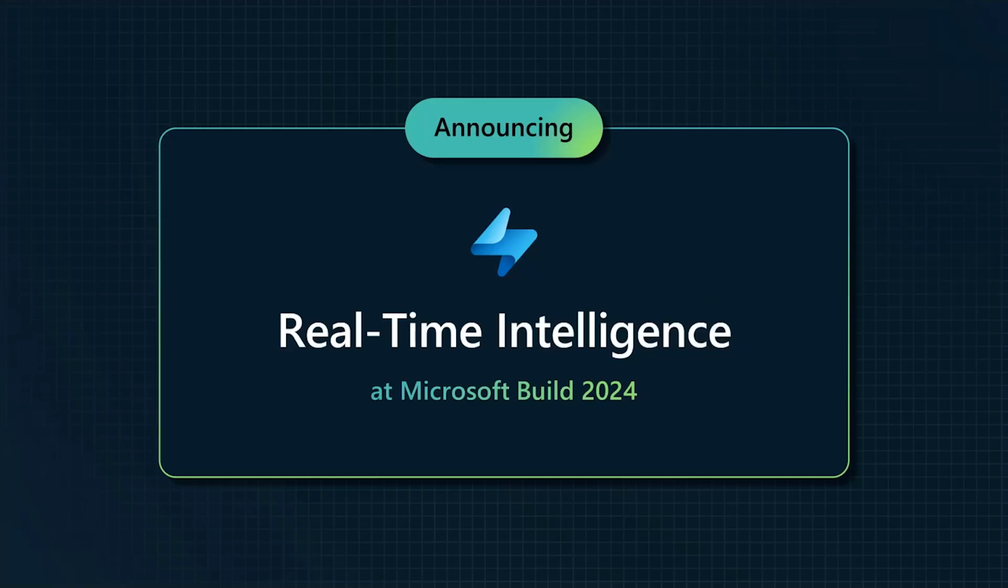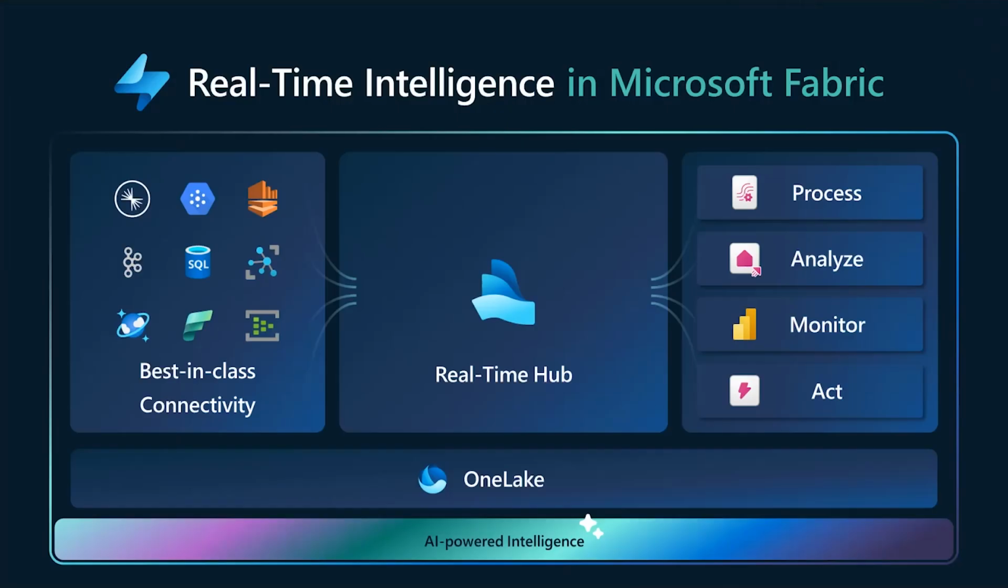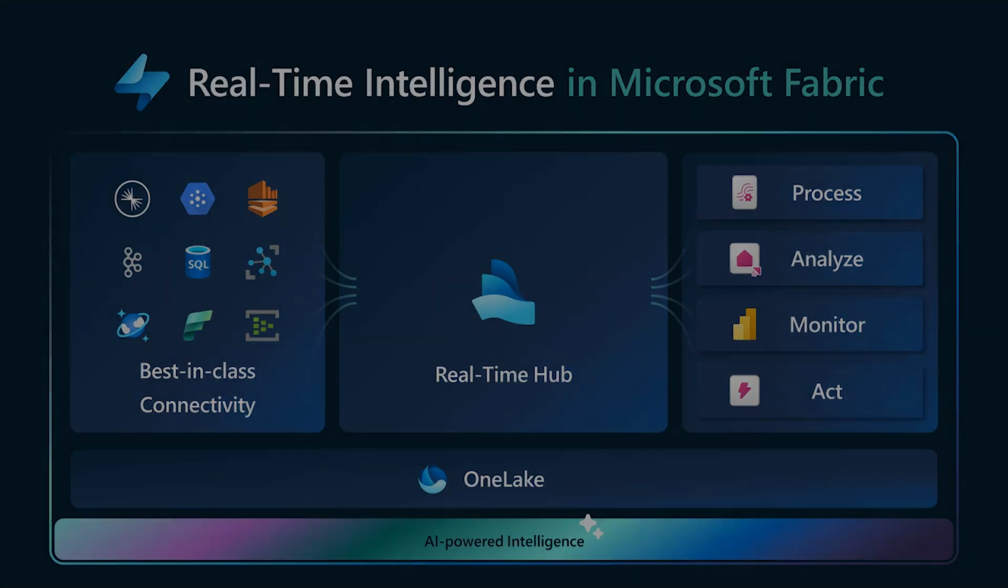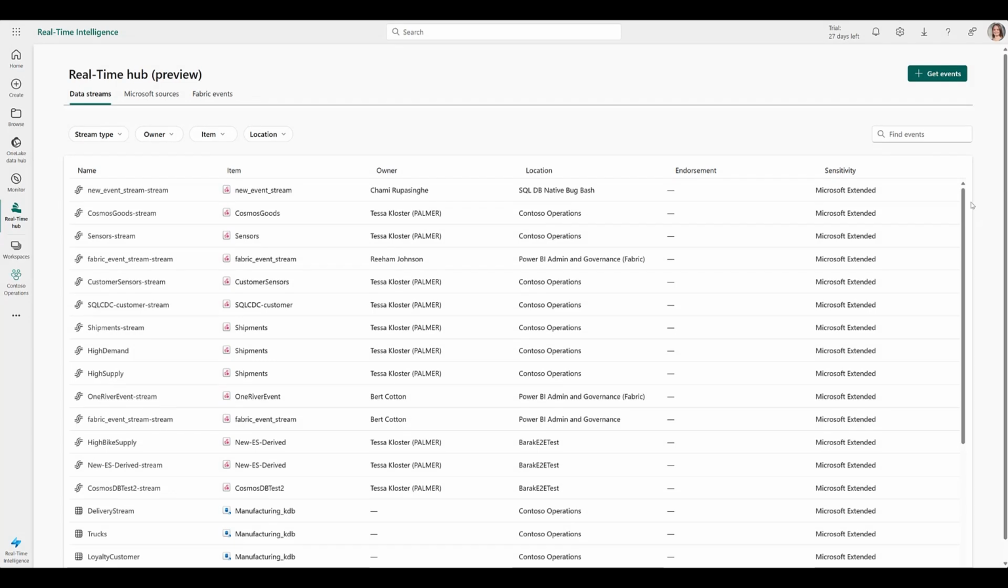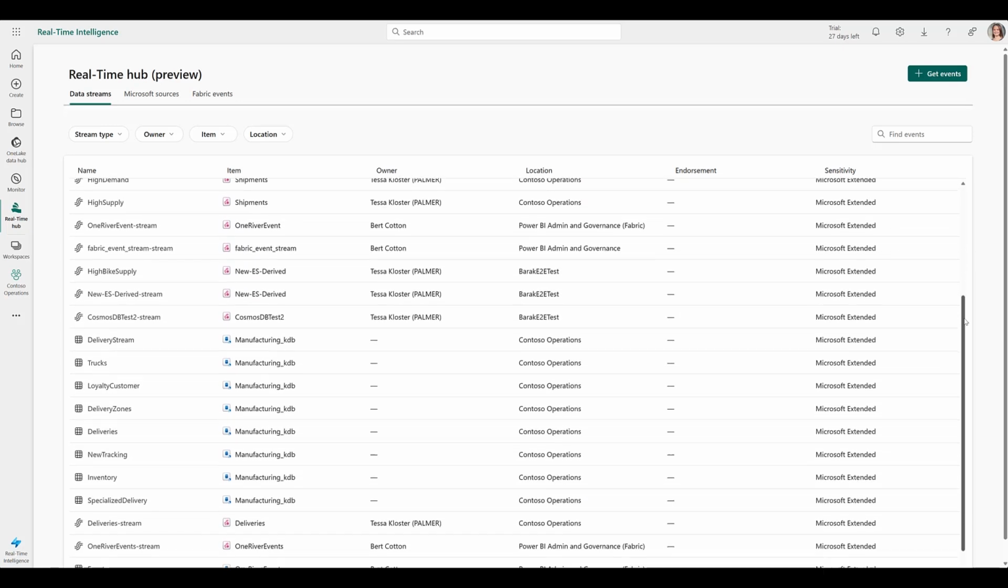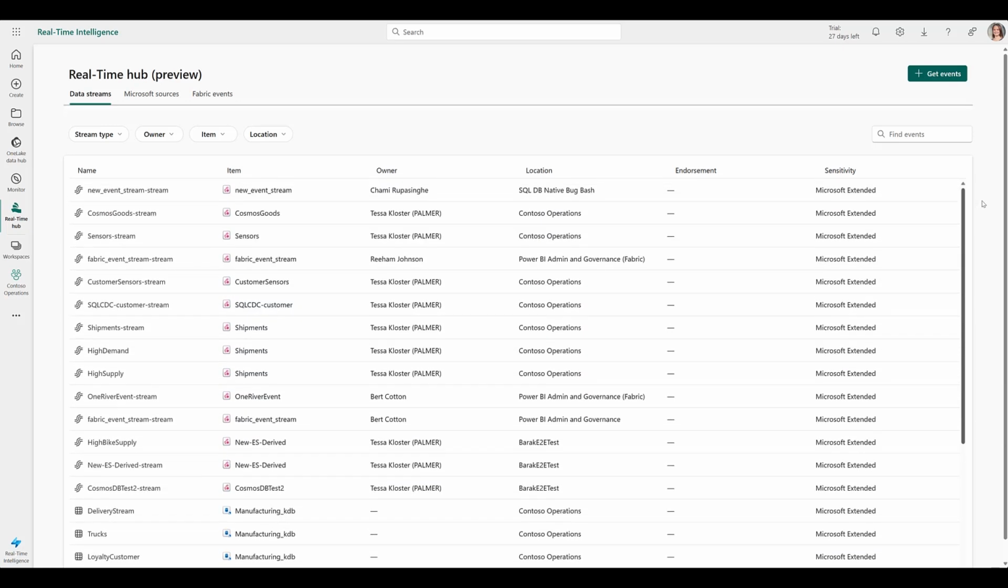With the announcement of Real-Time Intelligence, I'm extremely excited to show you a little bit about all of the new capabilities coming this month. Real-time intelligence provides end-to-end capabilities from ingestion, processing, analysis, transformation, visualization, and taking action on all your real-time and streaming data. And it's all supported by the Real-Time Hub, a new and central place to discover and manage all of your streaming data and start any related tasks. Here you can see the wide list of streams that are available within the Real-Time Hub.